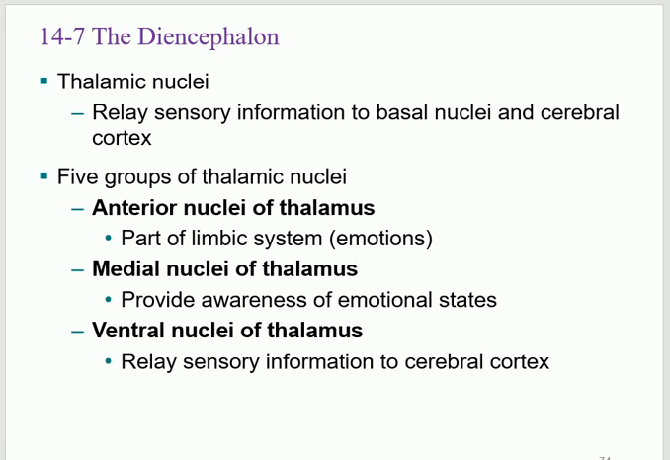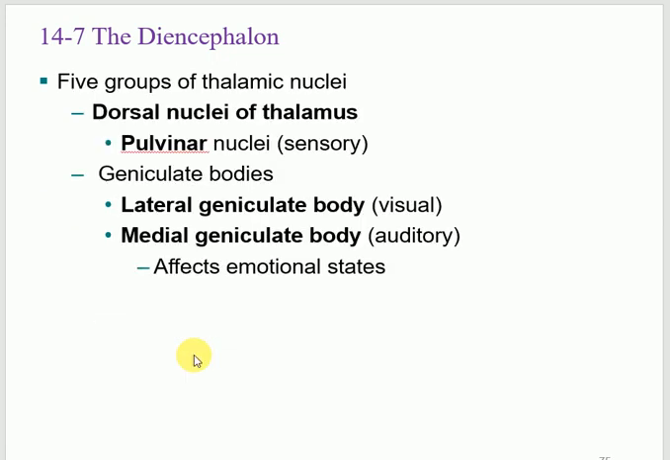How about the nuclei inside the thalamus? We have 5 nuclei. The anterior one is for the limbic system, which is emotion. It's part of the limbic system. The medial one is for emotions, again, but it's awareness. The ventral one is the one that we are talking about, the most important one, which is the relay station for the sensory information. This is the ventral nucleus. Dorsal one, and then there is the geniculate one.